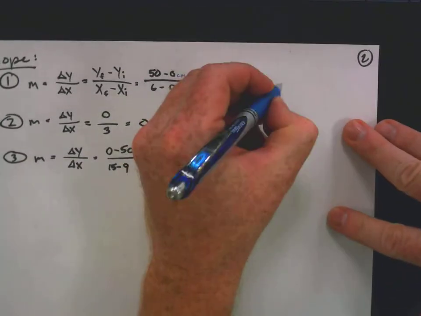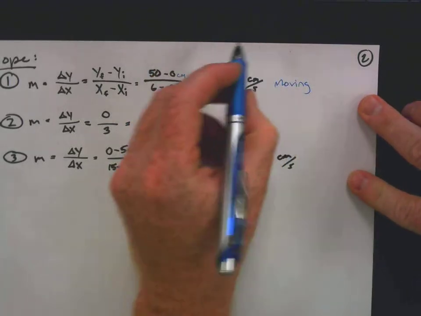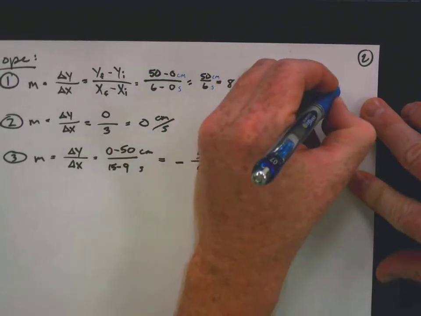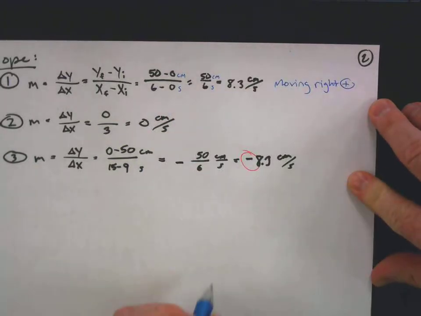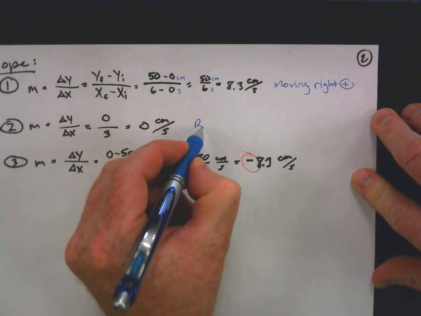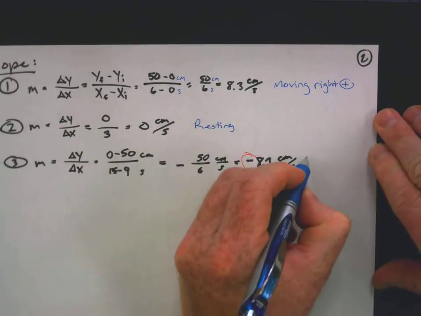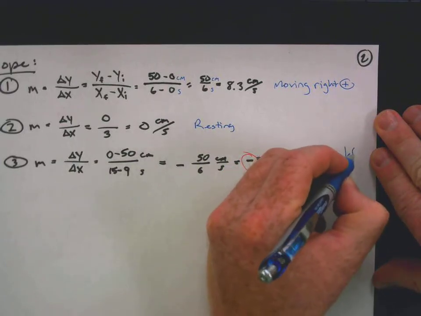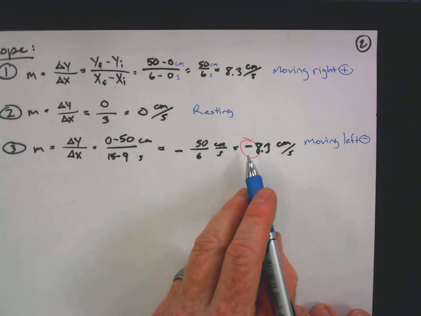So in our situation, moving right, that means we have this positive answer. In this case, over here for zone 2, he was resting. And here, moving left, we have that negative answer, right?